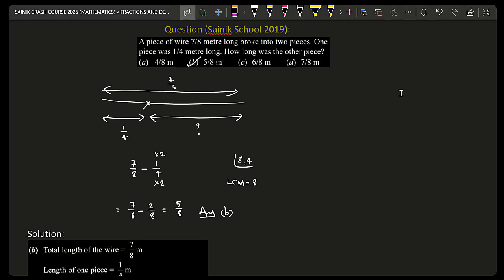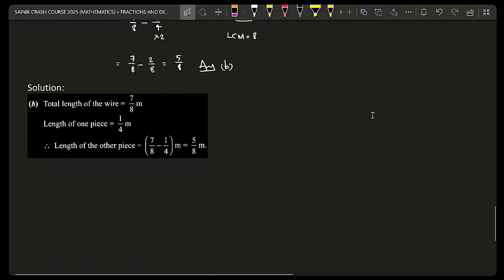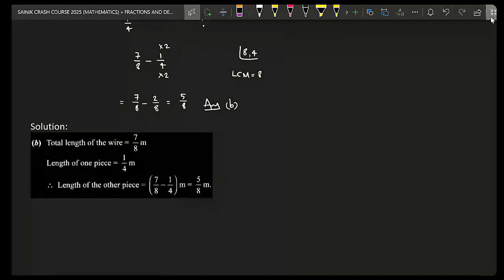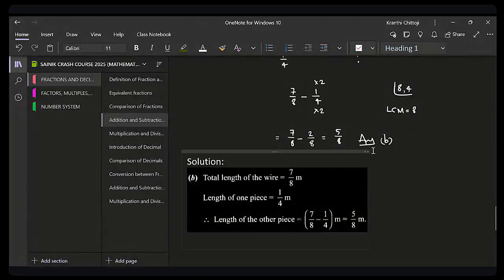Okay, I hope everybody copied this. We'll move to the next question. So this is done from addition and subtraction of fractions. So we move to intelligence now.